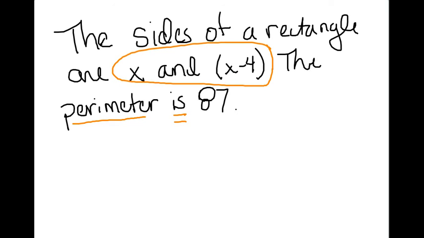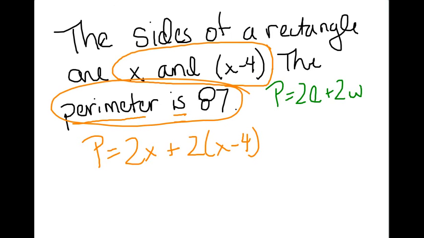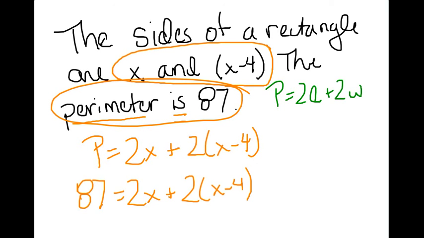So if you take a look at your notes, you show that perimeter equals 2 times length plus 2 times width. So in this case, I'm going to have perimeter equals, well, 2 times x plus 2 times x minus 4. And I say down here that the perimeter is 87, so I'm going to say 87 equals 2x plus 2 times x minus 4.